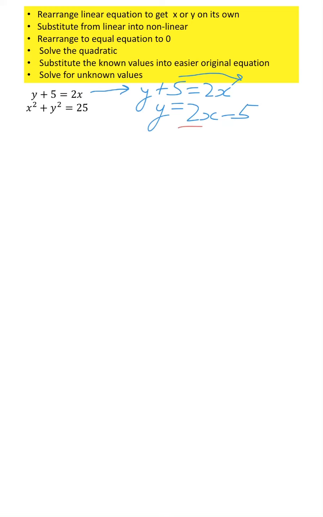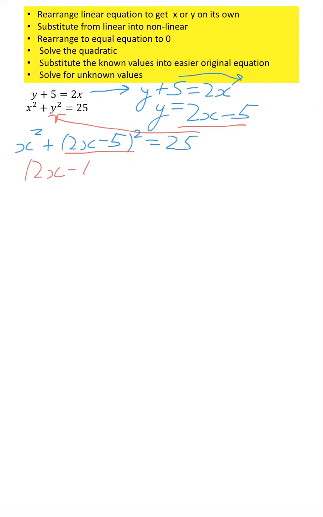So now we have y equals 2x minus 5, and we also have a y squared here. So let's replace that y squared with 2x minus 5. So we have x squared now plus 2x minus 5 all squared equals 25. Now let's expand this first. So we have 2x minus 5, 2x minus 5.